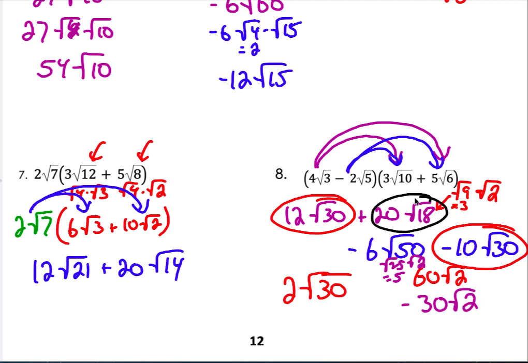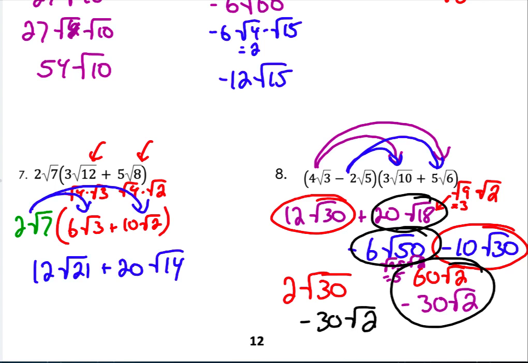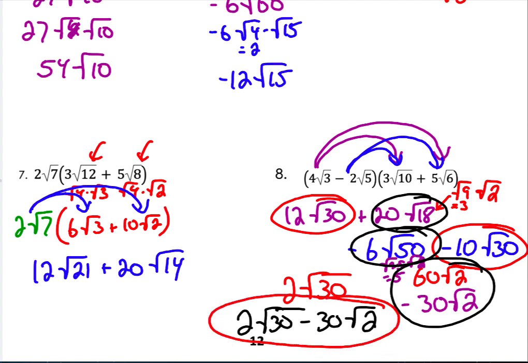So I just simply simplified those two terms. Those are like terms that I can combine together. 60 minus 30 is 30 square roots of 2, and my 2 square roots of 30 out front. So lots of pieces there, but that's what I would get if I were to combine those terms together.